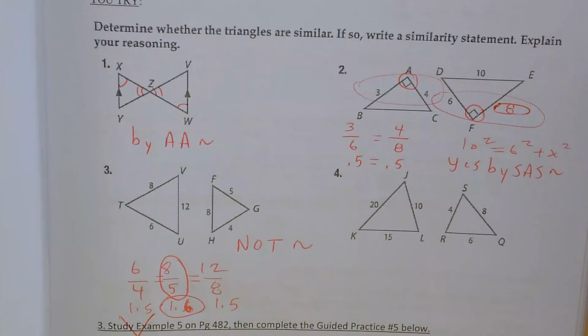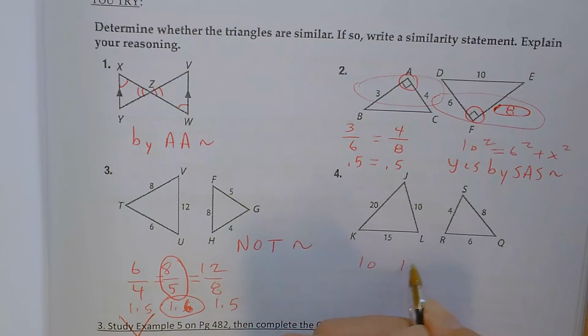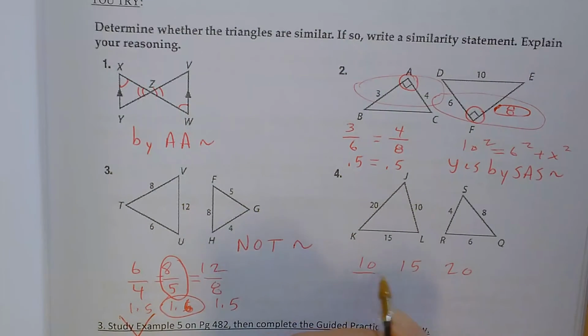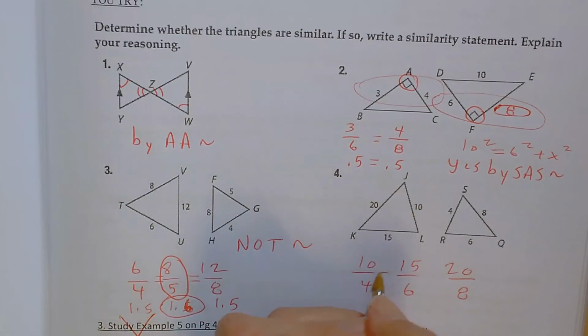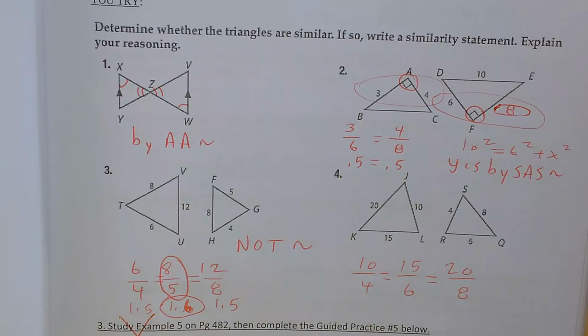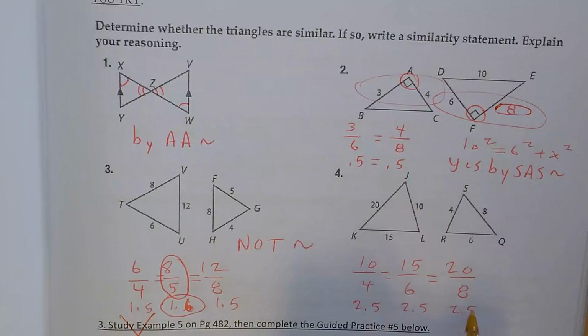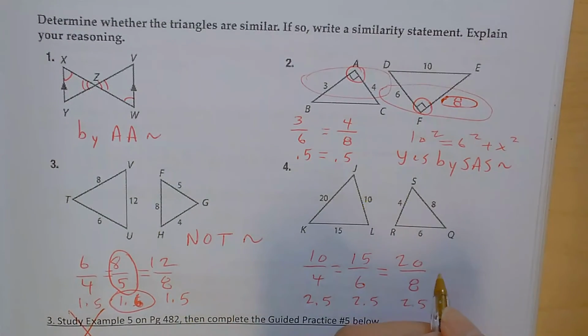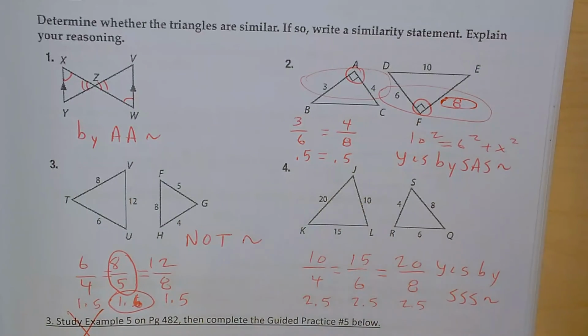All right, so we're going to check the very last one. So we're going to go small, medium, and large. Small 10, medium 15, large 20. Small 4, medium 6, large 8. And we're going to divide those to see if they work. Okay, so if you divide these, you should get 5 halves, so I get 2.5 for all of these. So that means that we can say these are similar. So it would be yes by SSS similarity.